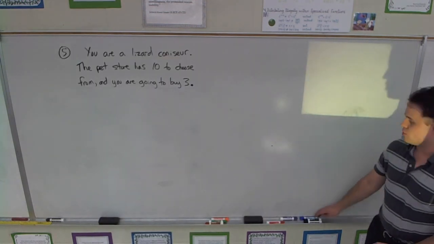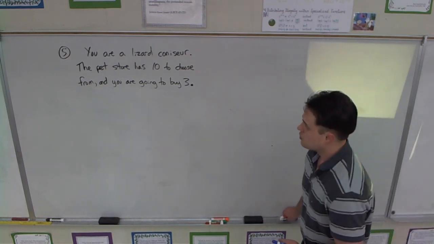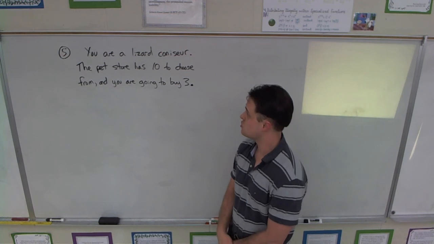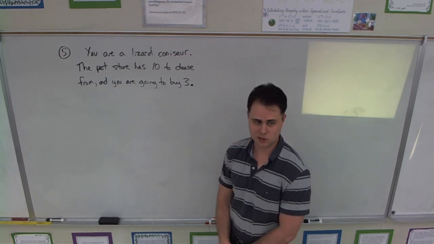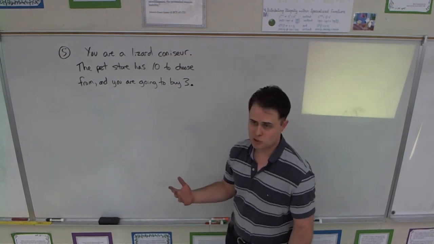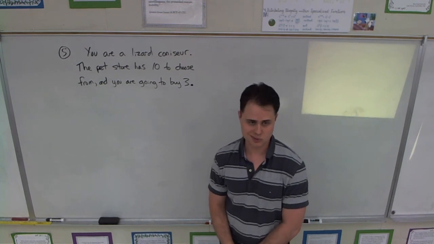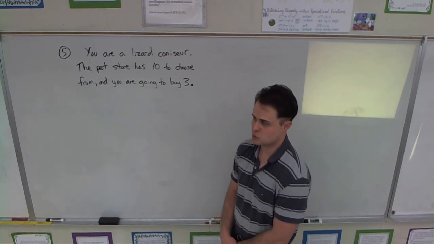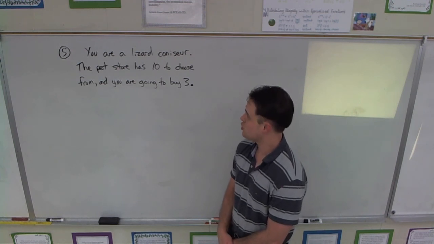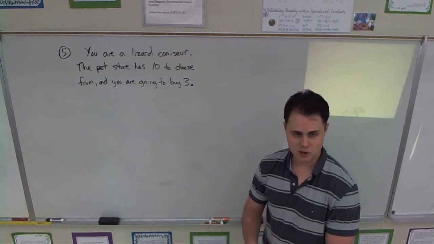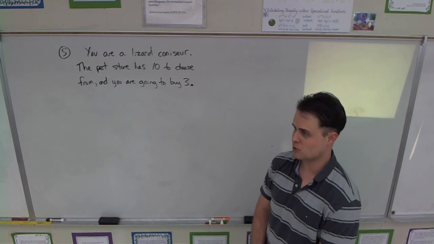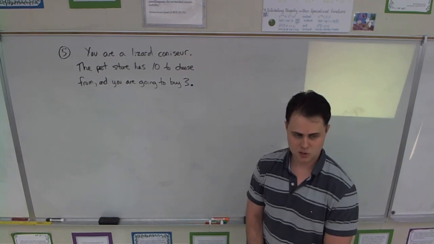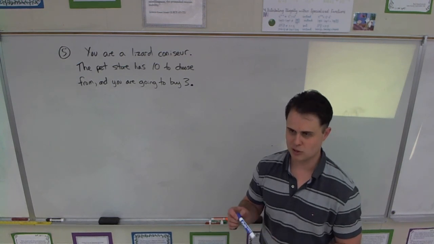Okay, last example. So, this time you're a lizard connoisseur. I'm sure I spelled that wrong. French is not my language for spelling correctly. So that means, of course, that you really like lizards. You know what you're talking about with lizards. For some reason, that's what you are, I don't know. The pet store got a new shipment of lizards in. They have 10 different kinds. And you're going to buy 3 that you've decided. So the question is, do you think order matters here or not? Yes.